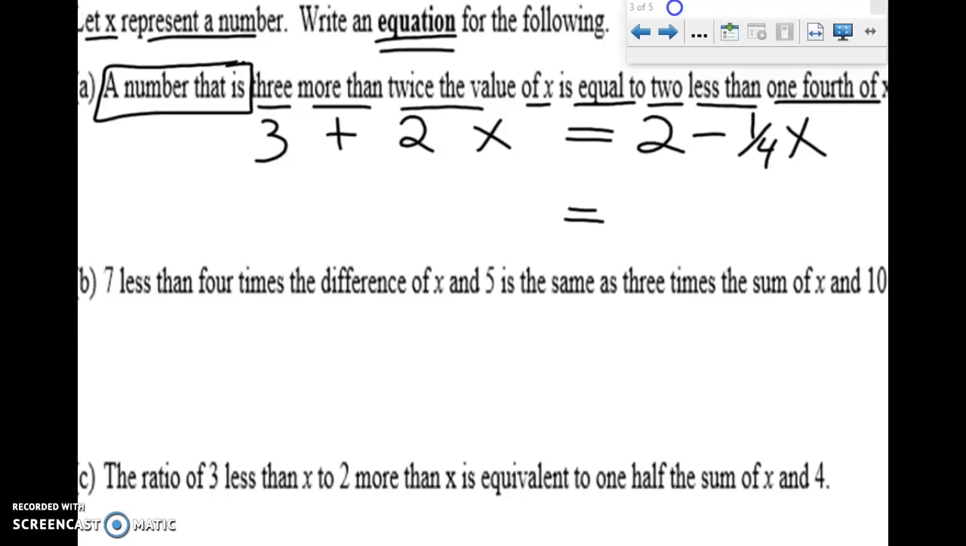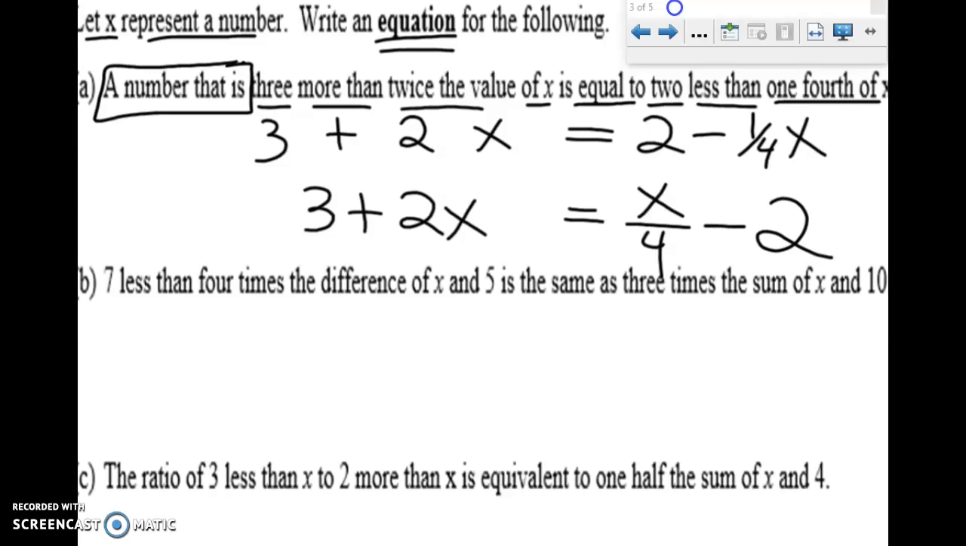Over here on the left side, this is good. 3 more than twice x can just be left like that. I could have written 2x plus 3 and used the commutative property, but not really necessary. But over here, 2 less than 1/4 of x has to be switched. First of all, this has to be x divided by 4. 1/4 of something is dividing it by 4, and then minus 2. If you don't change the order, or if you don't make the 2 a negative, that's going to be an incorrect answer. Moving on to the next one.